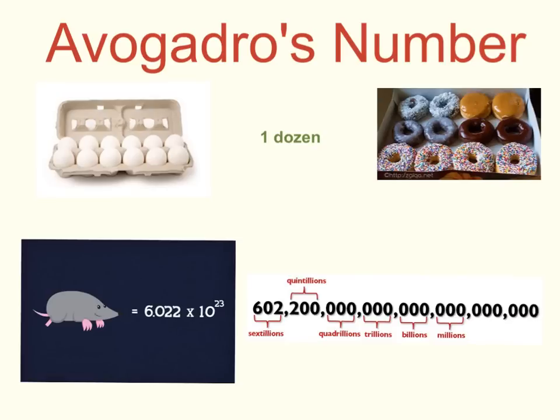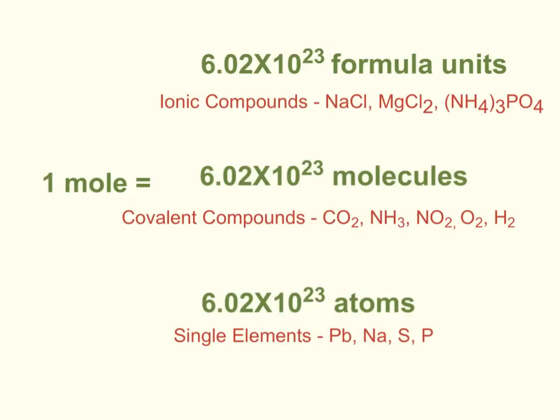1 mole equals 6.02 times 10 to the 23rd particles. You can see how large this number is written out beside the picture of the mole. 1 mole equals 6.02 times 10 to the 23rd representative particles. Those particles can be formula units, molecules, or atoms.